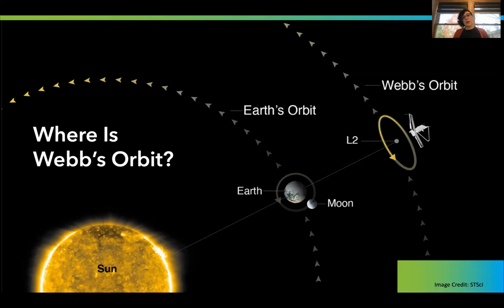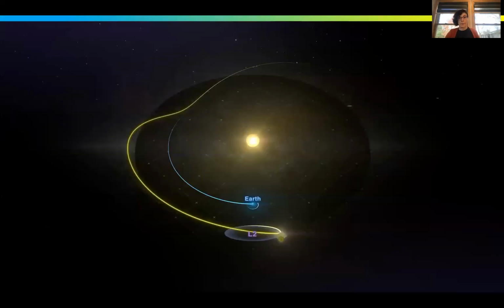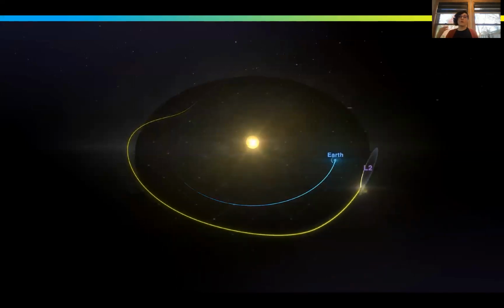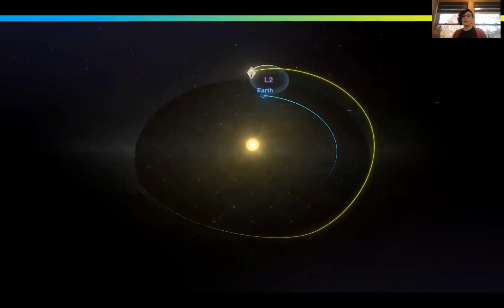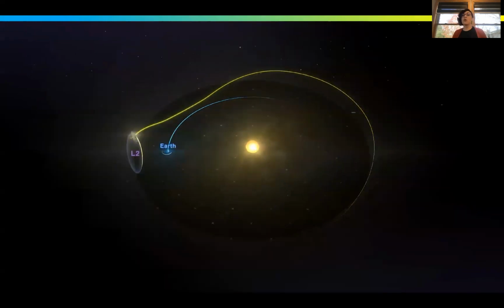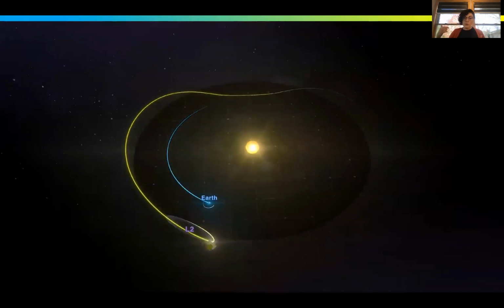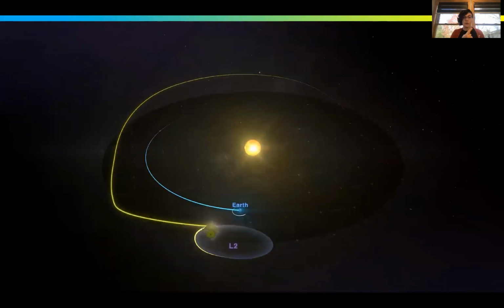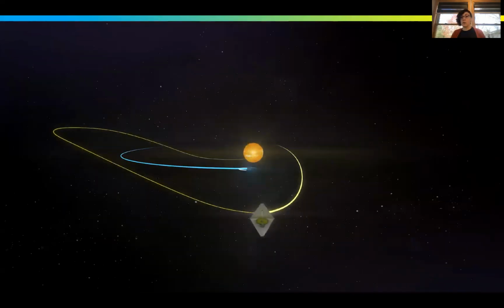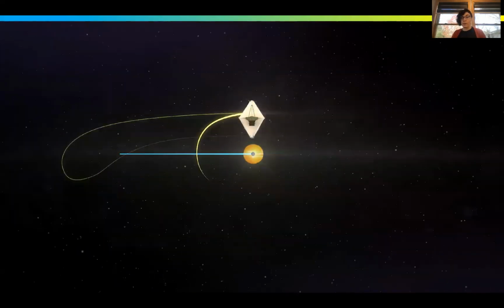The location where Webb is going to stay is called the second Sun-Earth Lagrange point. And this is a very special point where the gravitational pull from the Earth and the sun balance the centrifugal force that would make Webb run away. In L2, Webb is going to rotate around the sun at the same rate as the Earth. So the Earth will finish one rotation around the sun in 1 year, and the same will happen for Webb.